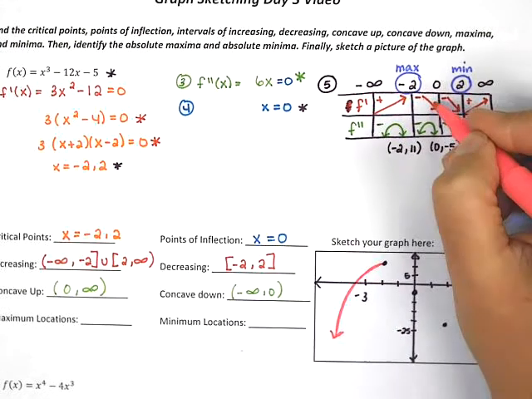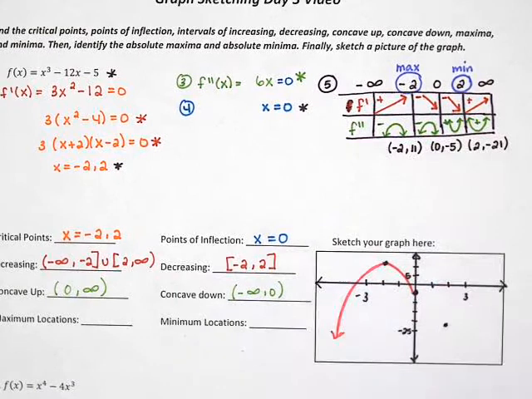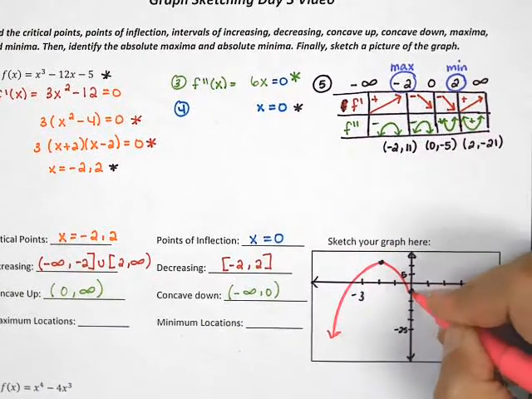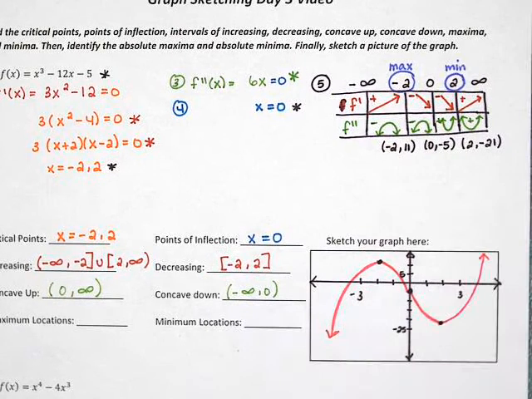Then I'm going to go downhill and be concave down. So I'm going to connect this like this. Then I'm going to go downhill but be concave up. And then I'm going to go uphill but be concave up. And again, I drew an arrow there because I'm going to continue going forever.